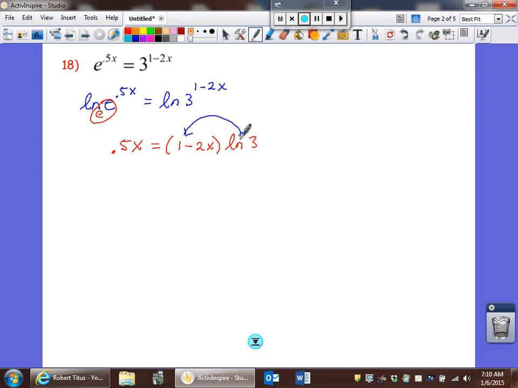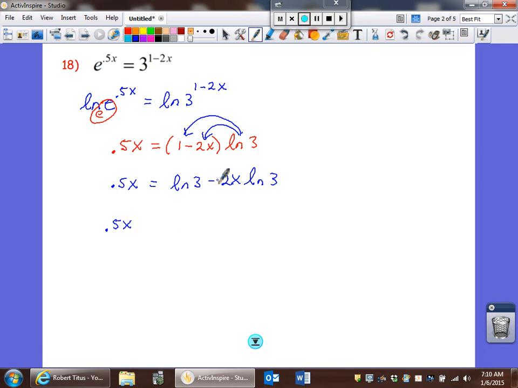I'm going to multiply the 1, and I'm going to multiply the 2x. So we have 0.5x is equal to natural log of 3 minus 2x times the natural log of 3. All right, so we're going to do the same thing we did last problem, where we're going to put the x's on the same side. So since this has an x and this has an x, I'm going to go ahead and bring this one over here, okay? Now, I'll go ahead and start with the 0.5x here.